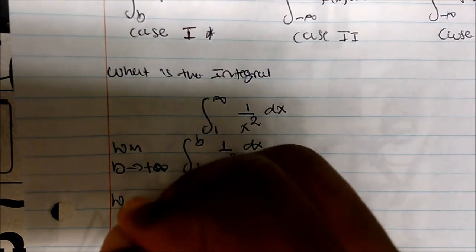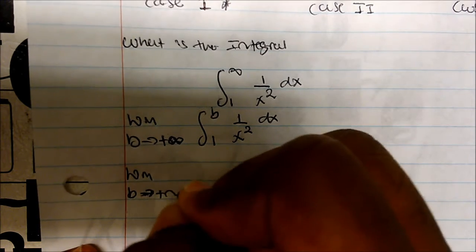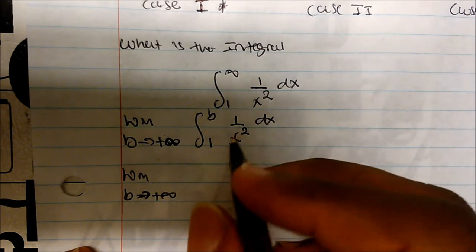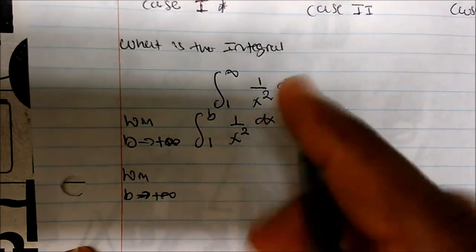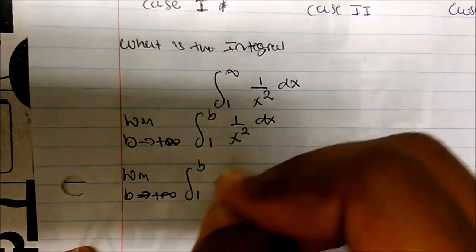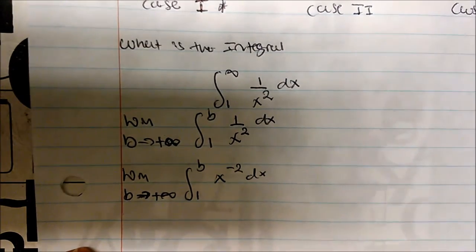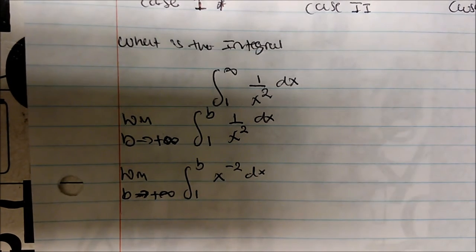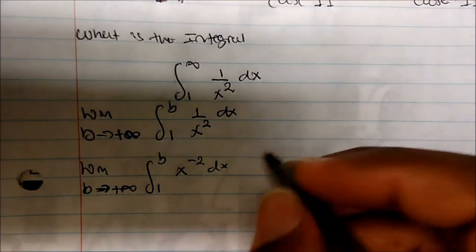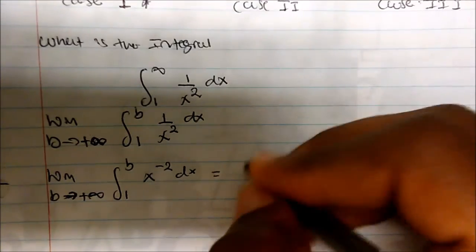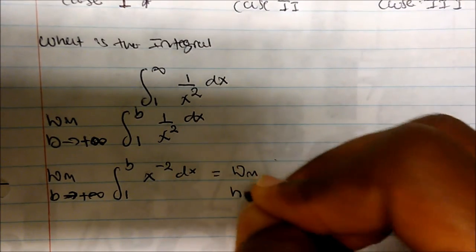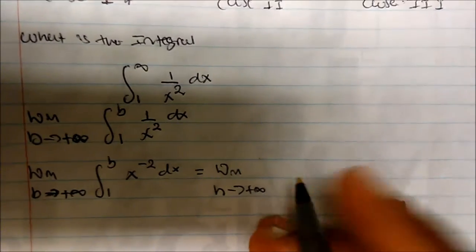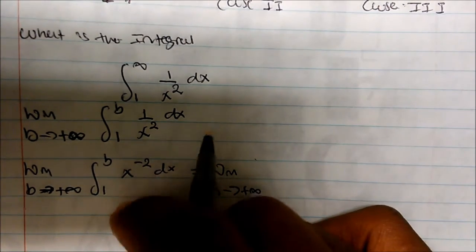And then the idea now becomes we just simply take the integral. So we take a limit as b approaches positive infinity of, well, what's the integral? Well, I could rewrite this. So this becomes the integral from 1 to b of x to the negative 2 dx, okay? So for integration purposes, all I did was just bring the x up and change my sign.